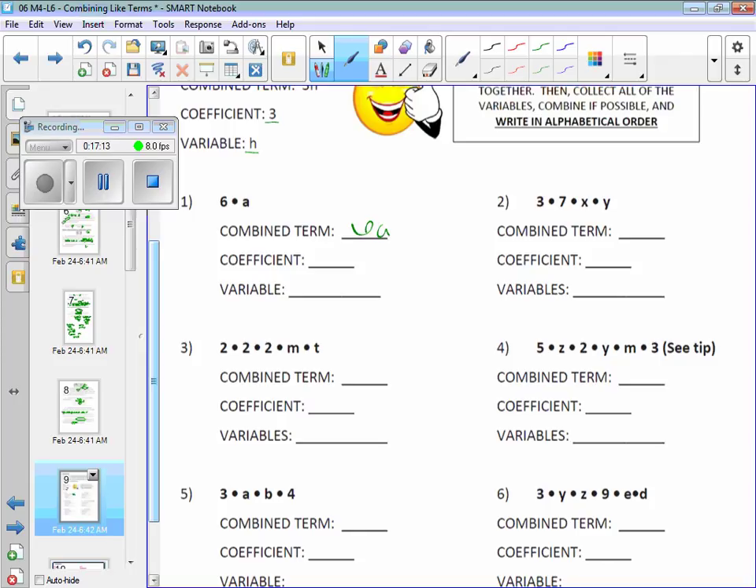Is that a 6? Looks like a backwards 6. Cool. Okay, coefficient and variable. Much better. Good? Who wants to come up and do number 2? Now, the rule is combine all of your numbers by multiplying and then do your variables.